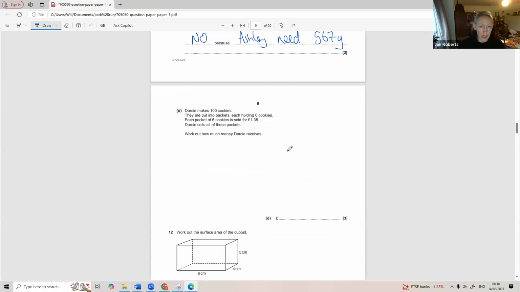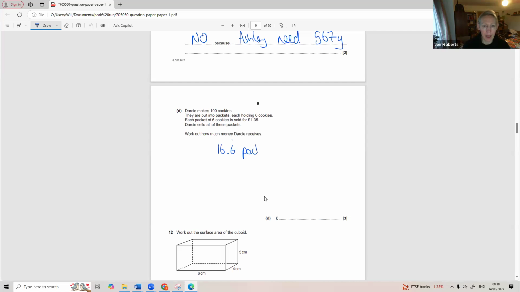Darcy makes 100 cookies. They're put into packets, each holding 6 cookies. Each packet of 6 cookies is sold for £1.35. Darcy sells all of these packets. Work out how much money Darcy receives. Okay, so she's got 100 cookies. Let's divide it by 6. Gives you 16.6 recurring packets.